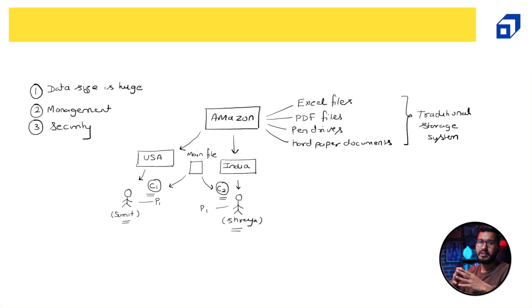And that is the major problem: how to make the same data, the same view of the data, available to everyone who is trying to work on the same file. That's a very important problem. The second problem is with the management of the data: how to logically arrange the data.